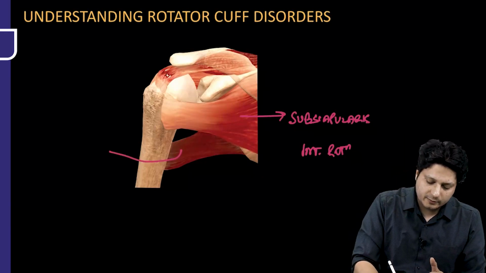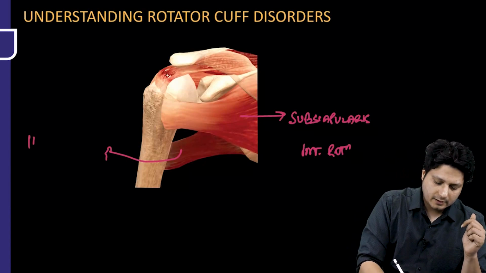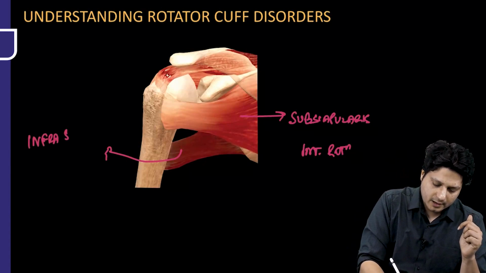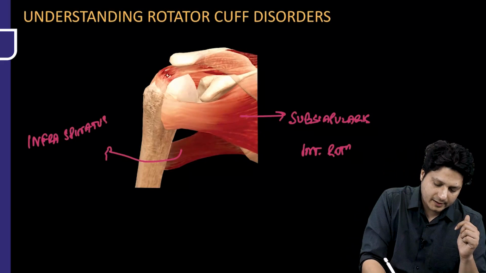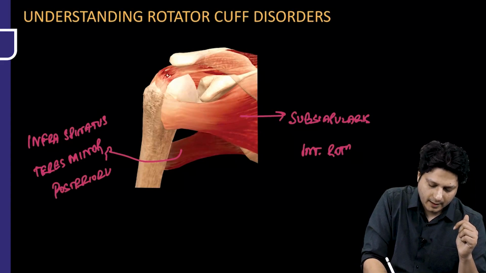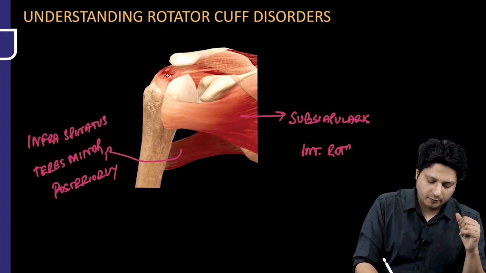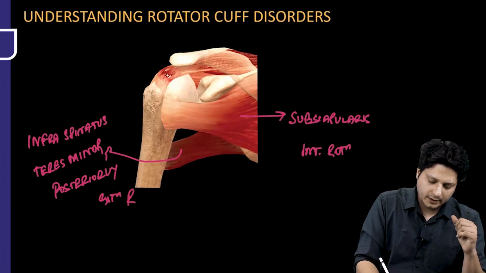Now, both the infraspinatus as well as the teres minor are present posteriorly, and both of them are external rotators of the shoulder. So they are responsible for external rotation.